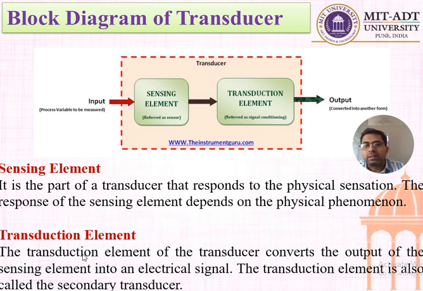The transduction element of a transducer converts the output of the sensing element into an electrical signal, because we want an exact measurement of the physical quantity. The transduction element is also called a secondary transducer, while the sensing element is the primary transducer. This is the block diagram and explanation of the transducer.